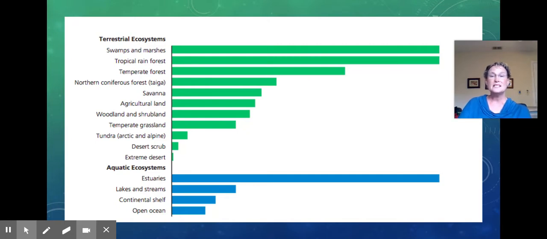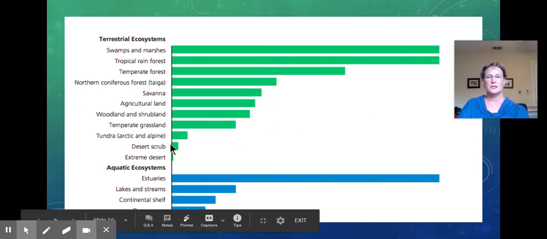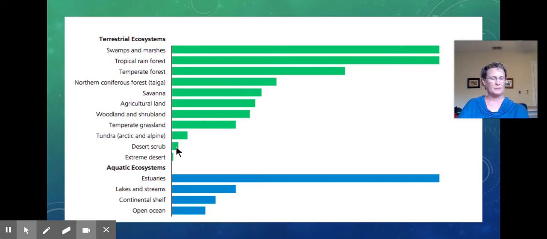And then for the 3 least productive, let me tell you this, that for the desert scrub and extreme desert, you can put those together. So just say desert. When you add desert scrub and extreme desert together, they're the lowest. Okay, so this counts as one. So you can pause if you haven't figured it out. And now we'll give you the answer.